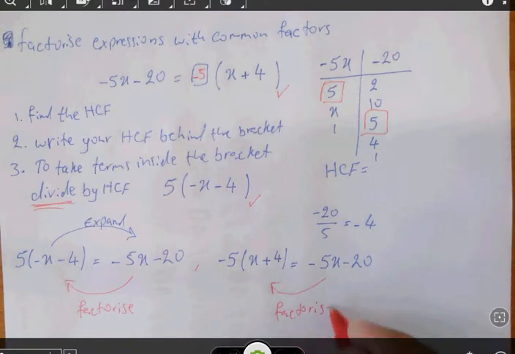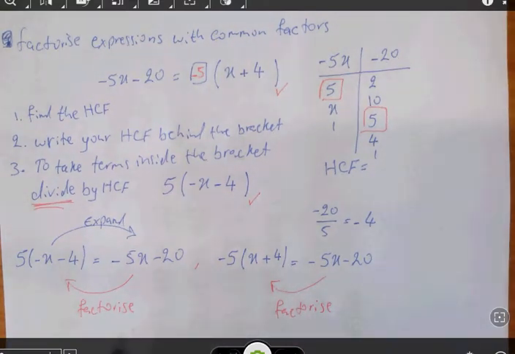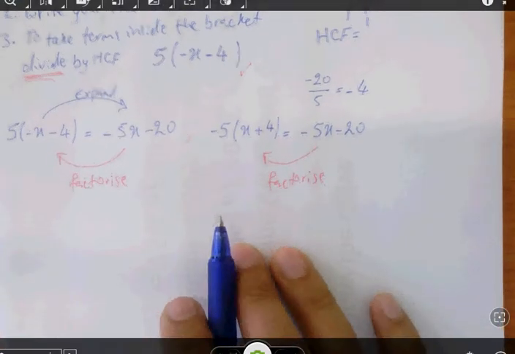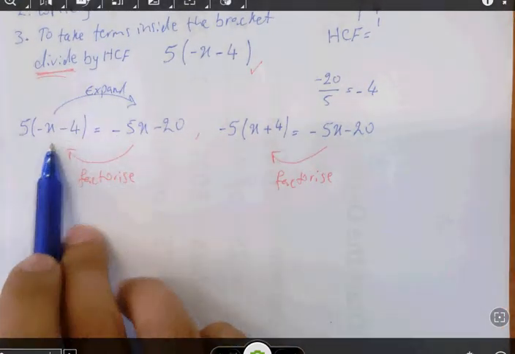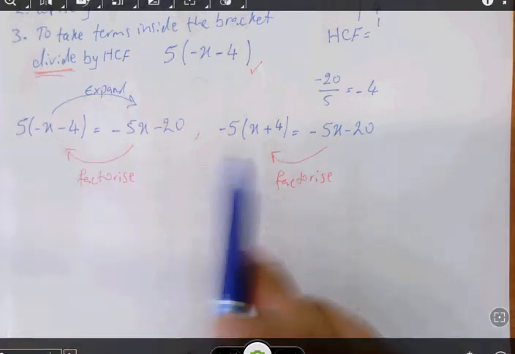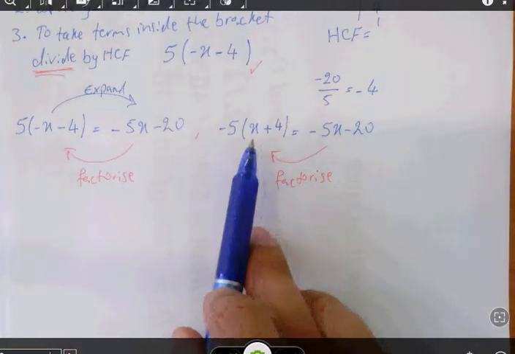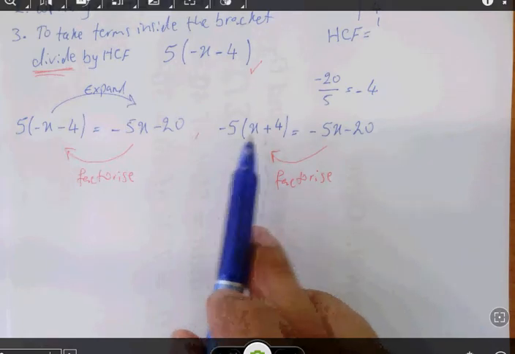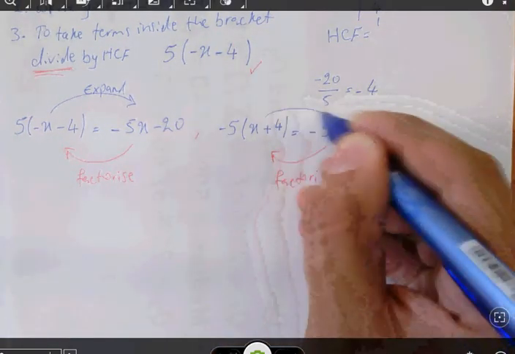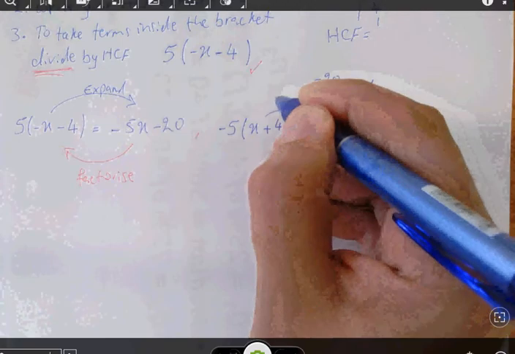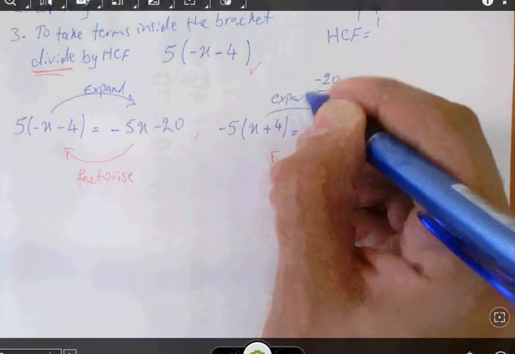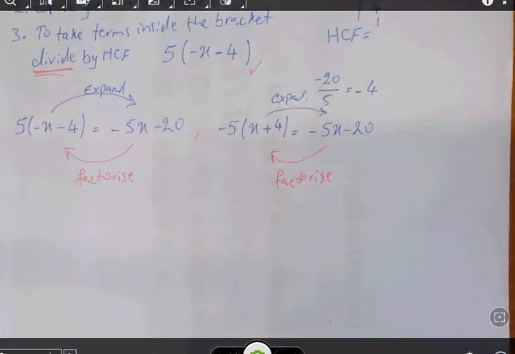Which one of these do you think looks better? Which one do you prefer? That one with 2 negatives inside the bracket, or this one with the negative behind? I think this second one is a bit more elegant. It looks a bit neater, more sophisticated, if you may. And this way we go expand, expand. All right. Well, now we have an idea.